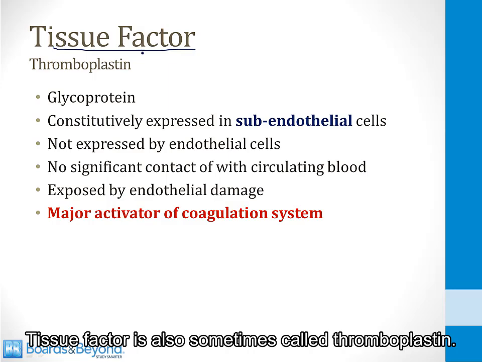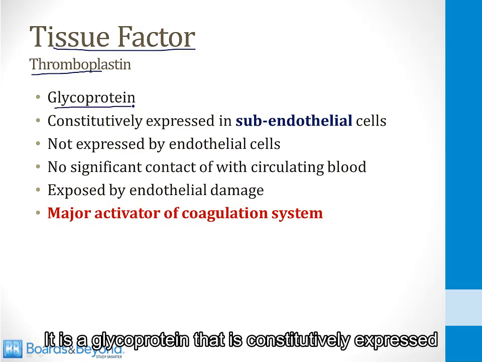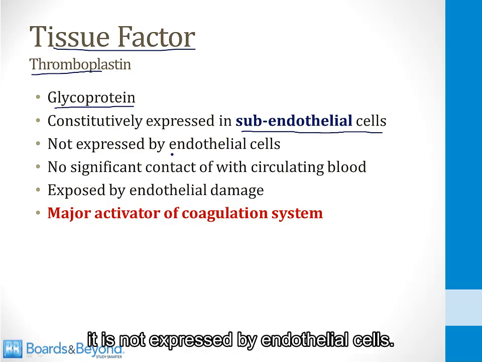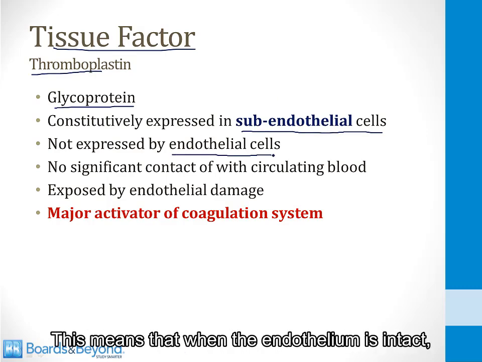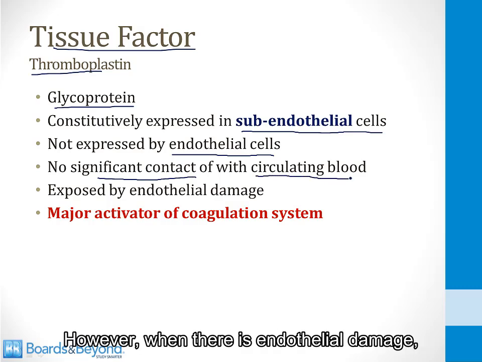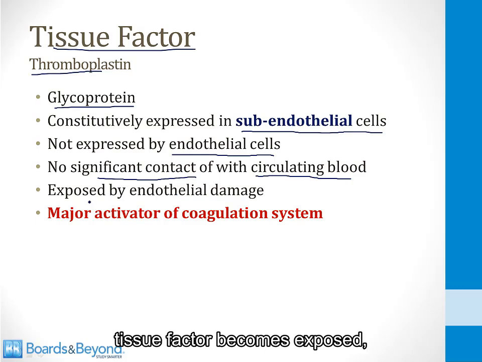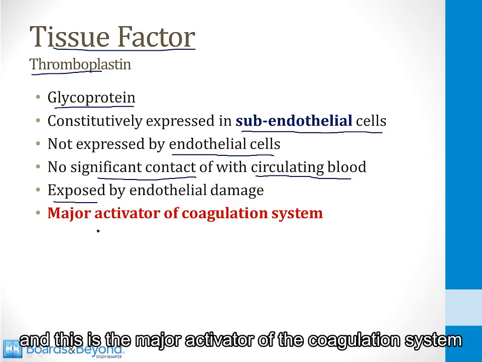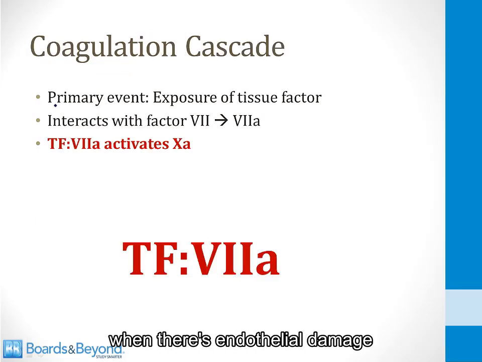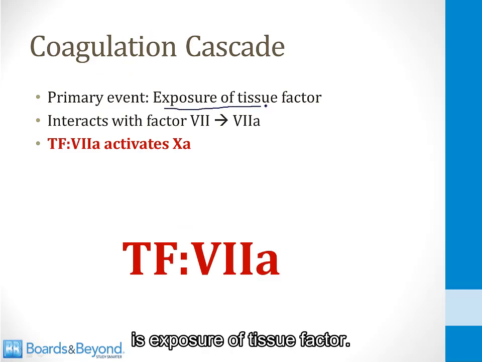And to understand that, we need to talk about tissue factor. Tissue factor is also sometimes called thromboplastin. It is a glycoprotein that is constitutively expressed in subendothelial cells. Importantly, however, it is not expressed by endothelial cells. This means that when the endothelium is intact, there is no significant contact of tissue factor with circulating blood. However, when there is endothelial damage, tissue factor becomes exposed, and this is the major activator of the coagulation system and the coagulation cascade. So the primary event when there is endothelial damage is exposure of tissue factor.